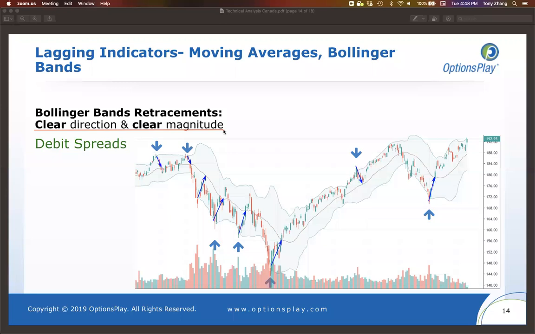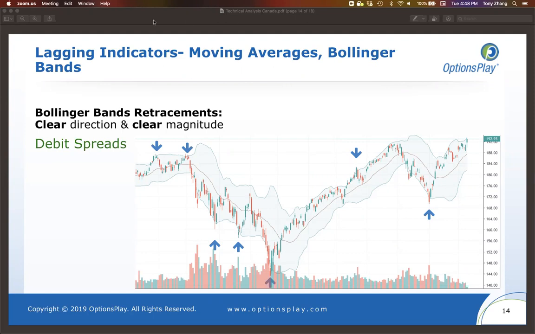So for that, it's best to buy debit spreads, because I'm able to trade that very efficiently using a debit spread, using Bollinger Bands for my trading strategy. So those are the lagging indicators, meaning moving averages and Bollinger Bands are what we consider lagging indicators.